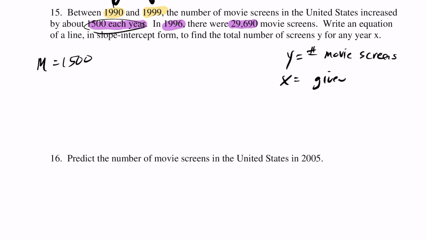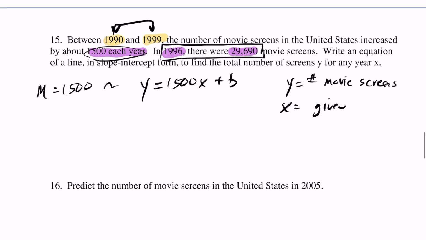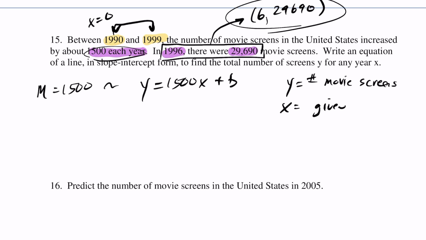Now, what do they give us here? If I go to my equation, I know my equation is y equals mx plus b. I've got my m value. Here they gave us an actual point. Now, what is this point going to be? Since when time is 0, in this case when x is 0, that represents 1990. If it's 1996, this will be 6. And when x is 6, so 6 years have expired, the total number of movie screens is 29,690.